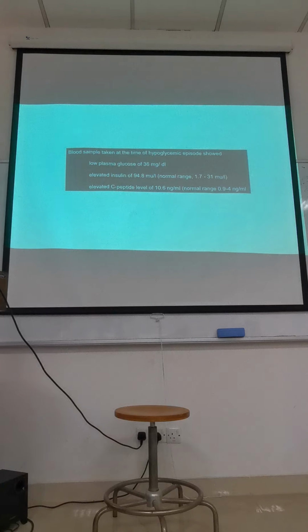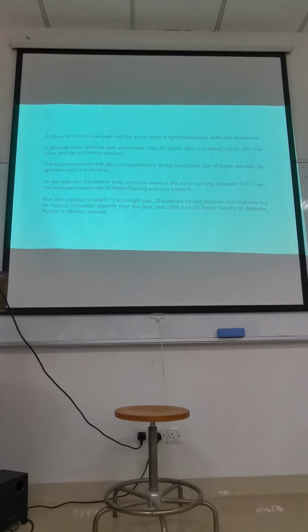But if I am injecting insulin from outside, I will have high insulin but no C-peptide, low C-peptide. So now we go back to the case. The same question is asked: a 30-year-old nurse came into the emergency with low sugar. She had multiple injection marks.